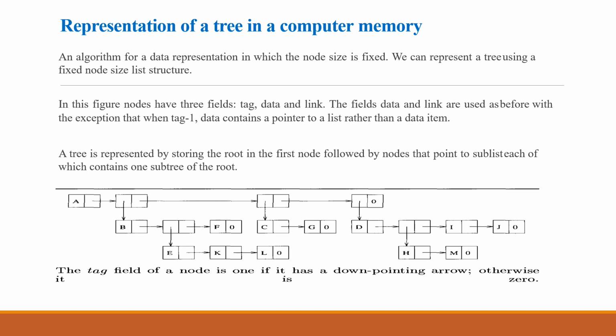So in this, a tree is represented by storing the root in the first node, followed by the nodes that point to a sublist of each, which contains one subtree of the root node.